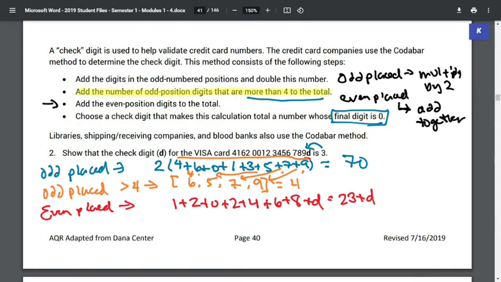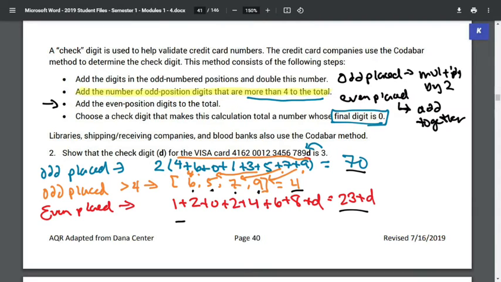So all of the numbers I have, when I go through this, there's 3 numbers I'm going to get. I got the 70 from my odd place. I have 4 because there's 4 odd place numbers greater than the number 4, and here's each of those that do that. And then I have my even place. So now I'm going to add everything together and figure out if this check digit is going to be 3.